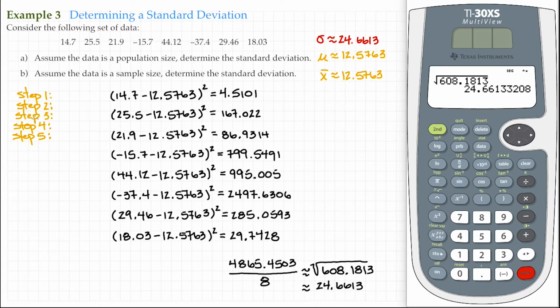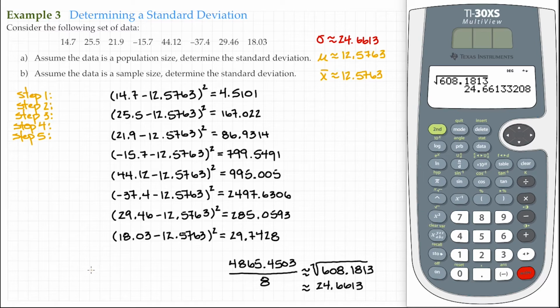Step 3, we go ahead and find all the deviations and square them. That's the exact same thing here. That's exactly what we did. Step 4 then says sum them all up, which is our 4,865.4503. But this time we don't divide by 8. We don't divide by the population size.